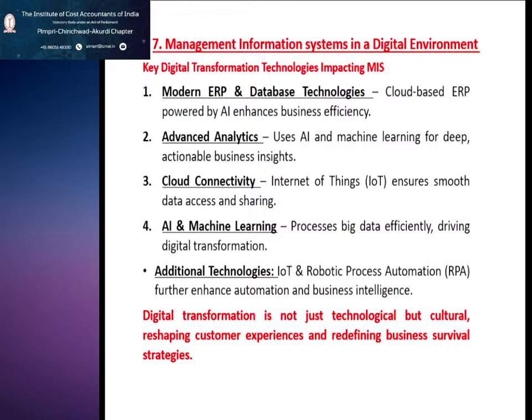Cloud connectivity. So Internet of Things is the buzzword nowadays. Internet of Things ensures smooth data access and sharing also. So from anywhere, any nook and corner, any kind of data can be transmitted or retrieved. That is the beauty of cloud computing. A classic example is our personal data, which we can store on Google Cloud or Amazon Web Services, and that data can be accessed from any corner of the world wherever digital connectivity is available. So cloud connectivity is again a game changer.